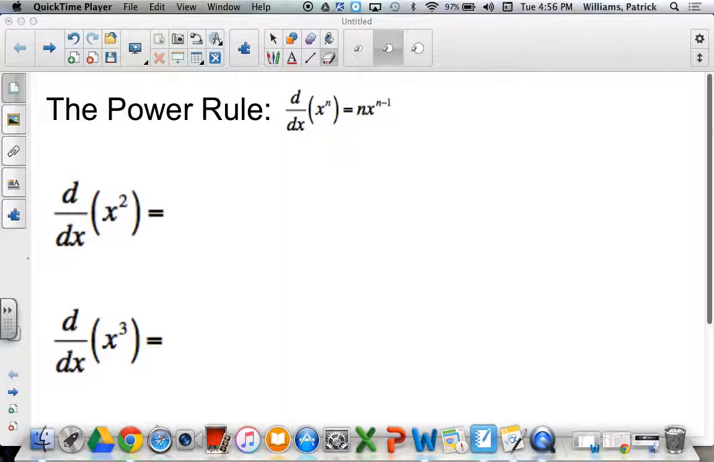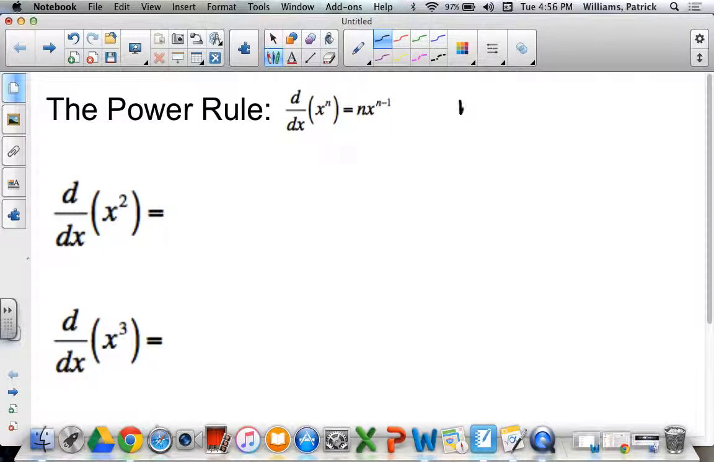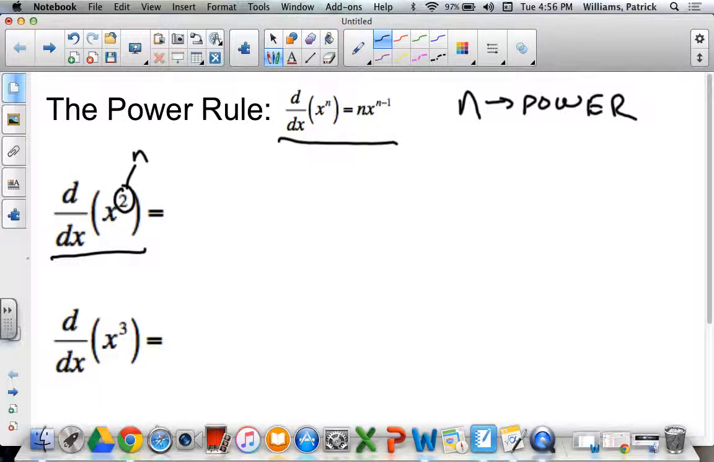Okay, so in this lesson, we're going to be talking about the power rule, which is the first rule we learn in differentiation. So in the power rule, we say that this number n is our power. So for example, if we had a function right here where we were asking to take the derivative of x squared, the power would be 2. Okay? And so this is the formula that tells us how to calculate this derivative.